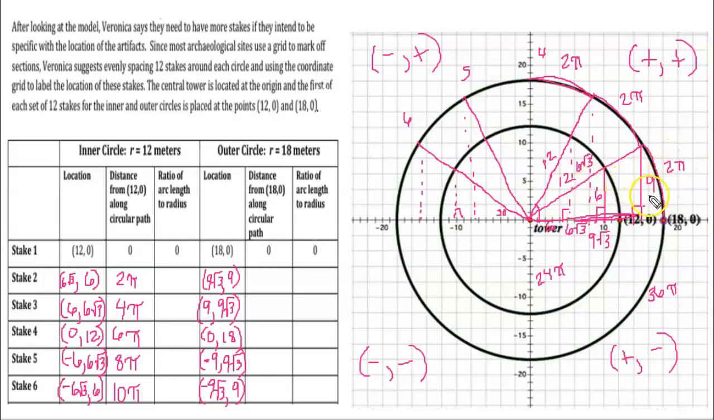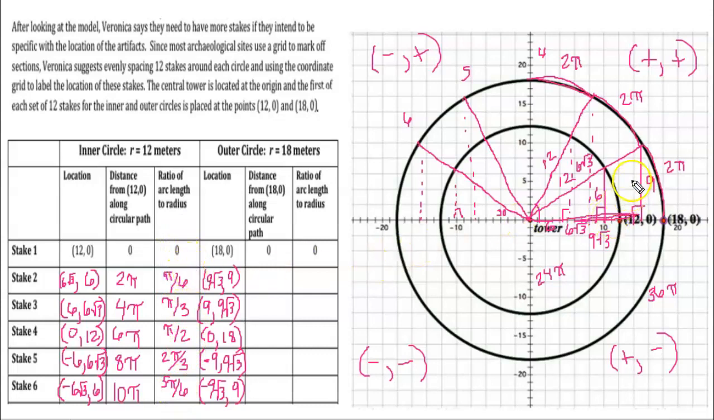We know that the radius for this one is 12, so 2 pi divided by 12 would be 1/6 pi. 4 over 12 would be 1/3 pi. 6 over 12 would be half of pi. 8 over 12 is going to be 2/3 pi. And 10 over 12 is going to be 5/6 of pi. And so we can do those ratios to figure out our radian measure.